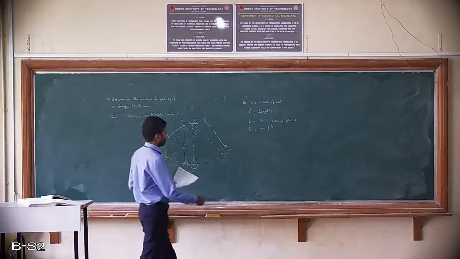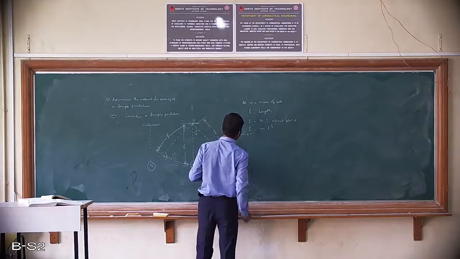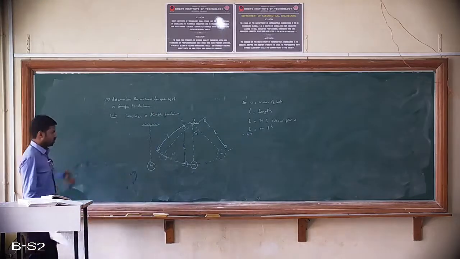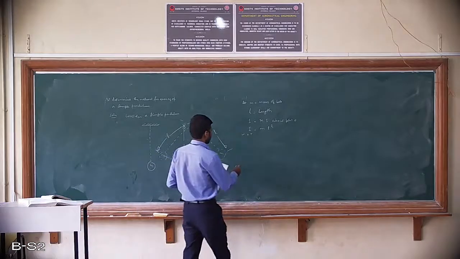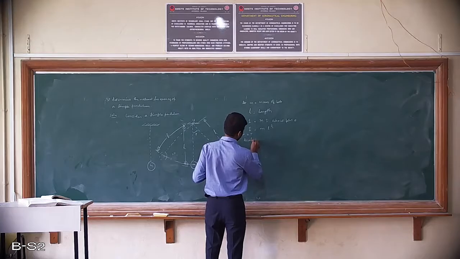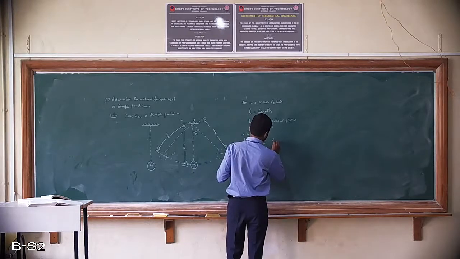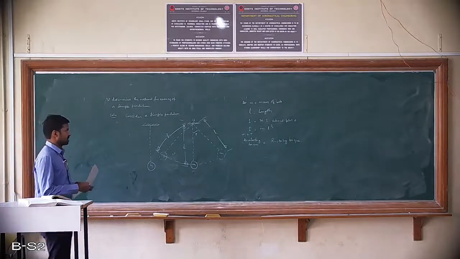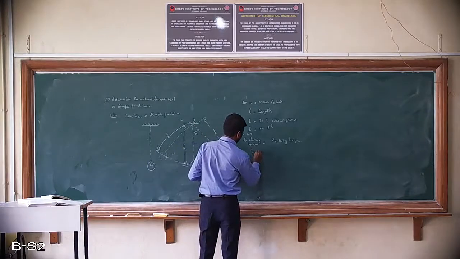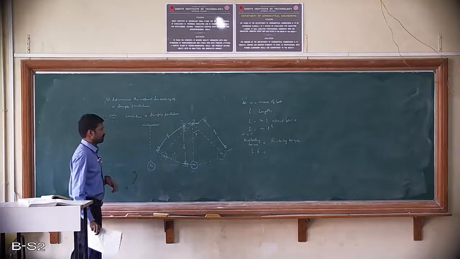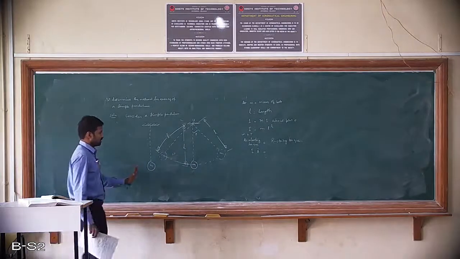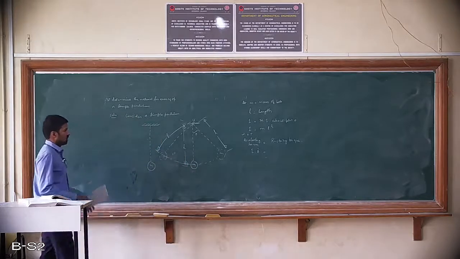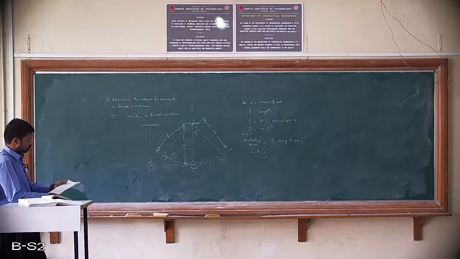So for a system to be in equilibrium, what is the equation? Accelerating torque is equal to restoring torque. So what is the accelerating torque? The accelerating torque is I into theta double dot. Then what will be the restoring torque? The restoring torque we need to find out.